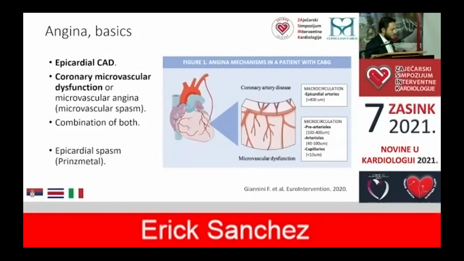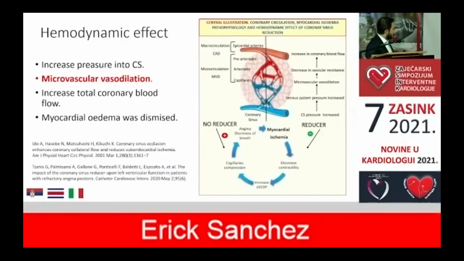So when we put a reducer, what is going to happen? When you put a reducer here in the coronary sinus, you increase the pressure backwards to the venous system, to the capillaries, to the arterioles. But the most important thing is that some people found there is an increase, or a vasodilation, of all the microcirculation. And this also, at the end, increases the coronary blood flow through the epicardial arteries, even if you have a stenosis in the epicardial artery.